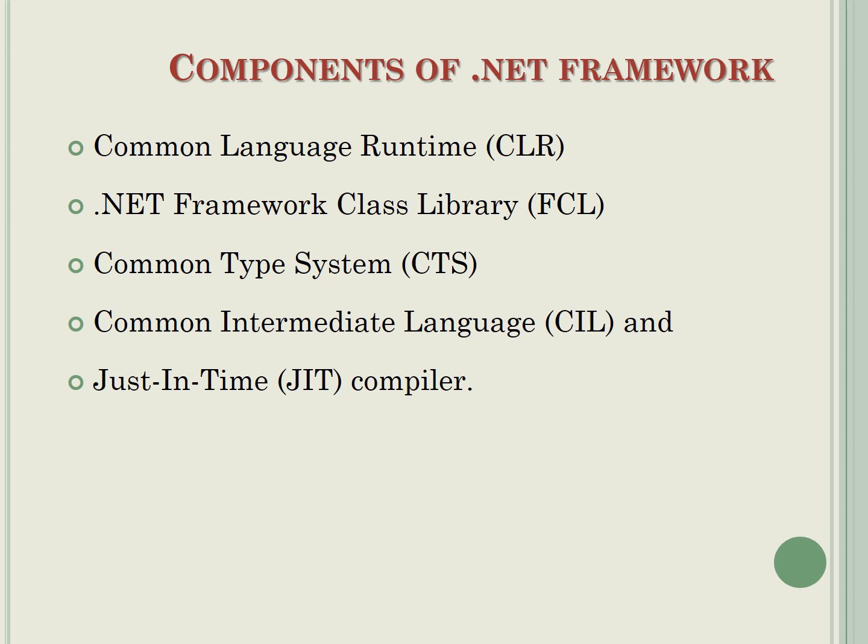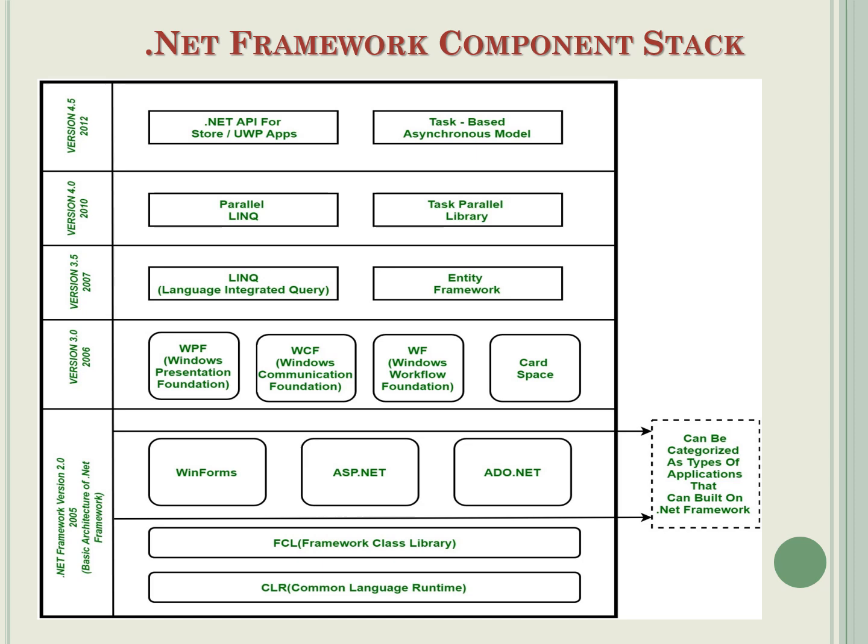In addition to CLR and the framework class library, the .NET framework includes a number of other components such as common type system, common intermediate language, and just-in-time compiler. These components work together to provide a powerful, versatile development platform that can be used to build a wide range of applications. And next comes the component stack of the .NET framework.